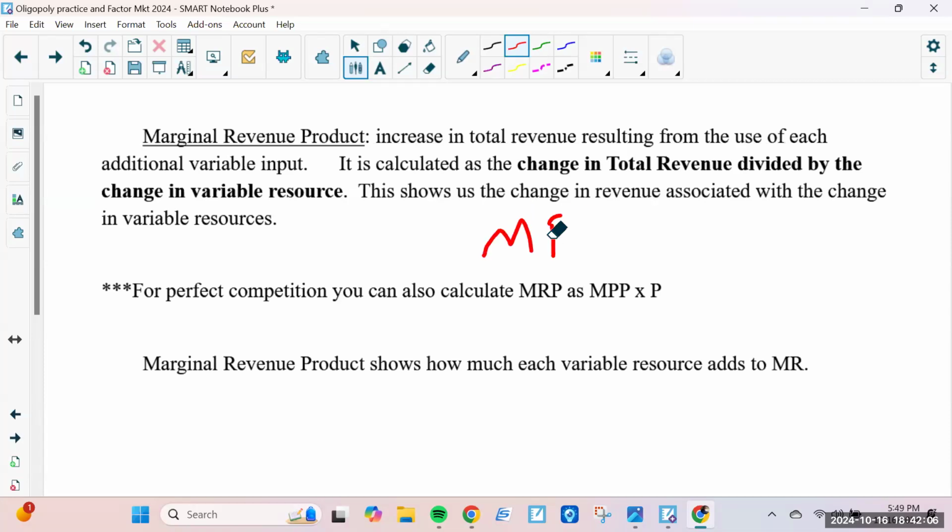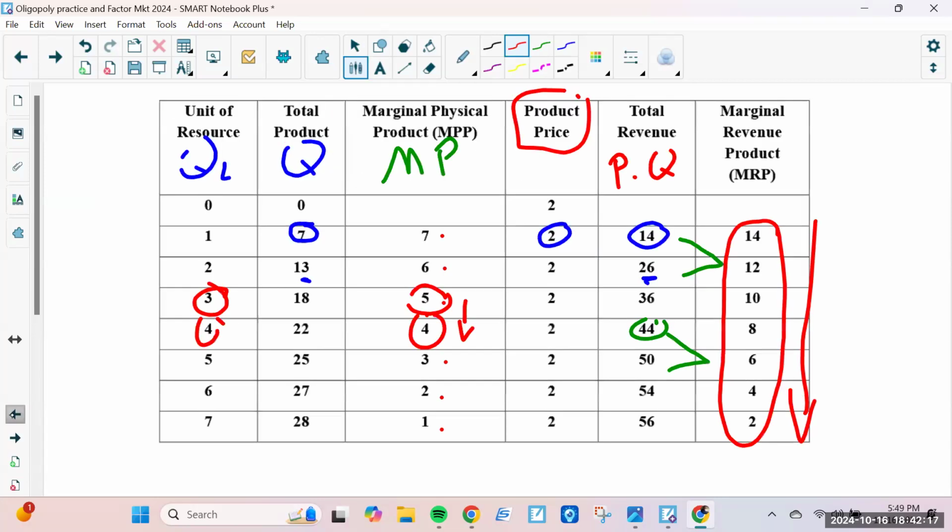So for a perfect competitor, MRP can be calculated as marginal product times price. If you go back here, it's nothing more than marginal product times the price of the product. So 7 times 2 is 14, 6 times 2 is 12, 5 times 2 is 10. Or the foolproof way of doing it that will always work is the change in total revenue divided by the change in quantity of labor. So 26 minus 14 is 12, divided by 2 minus 1.